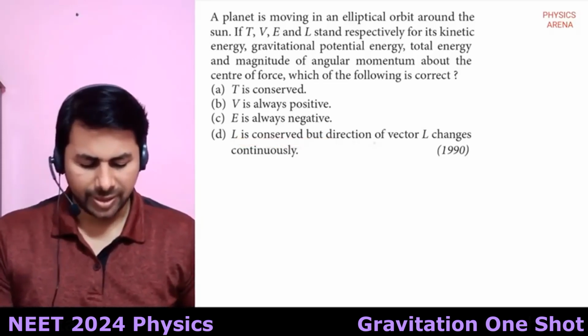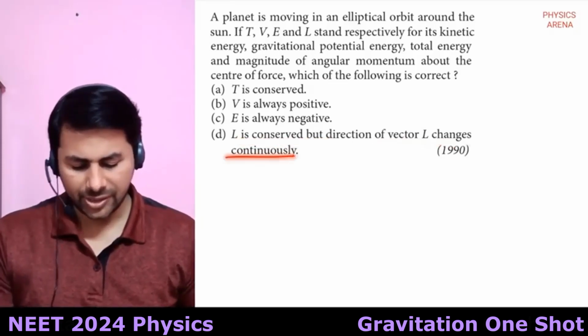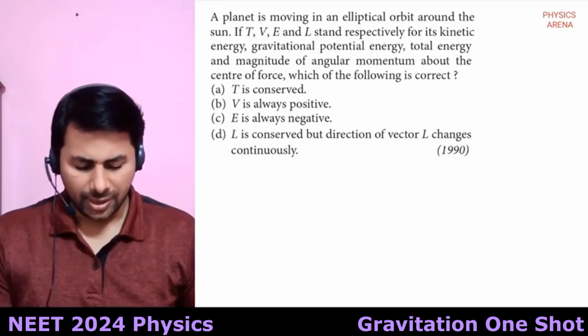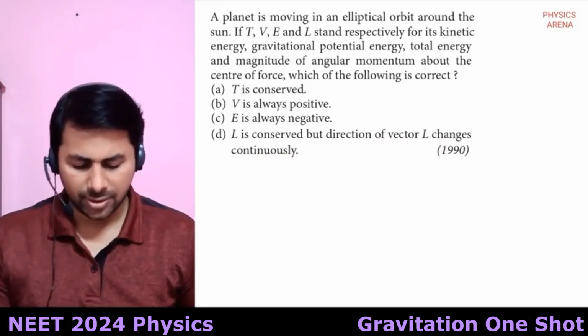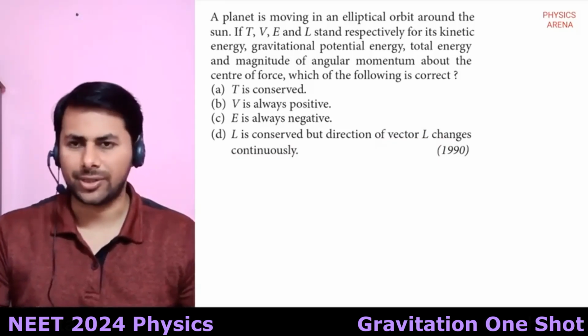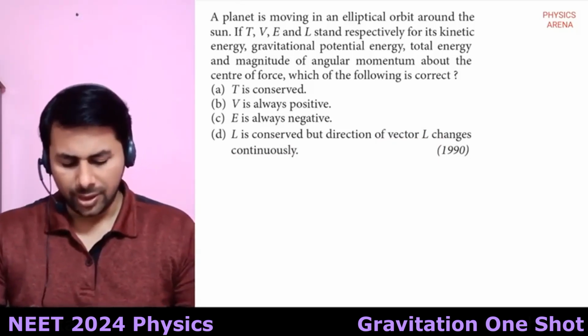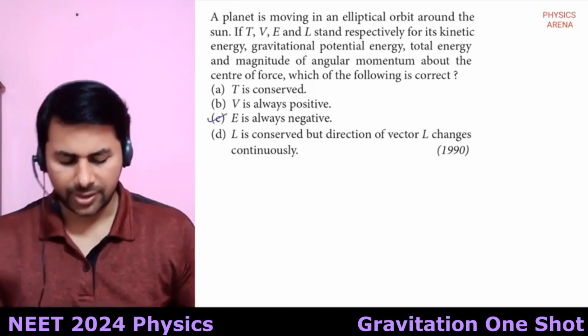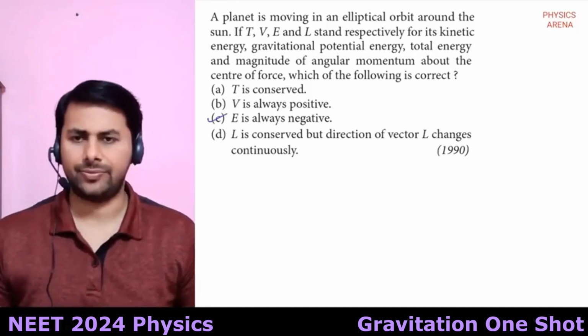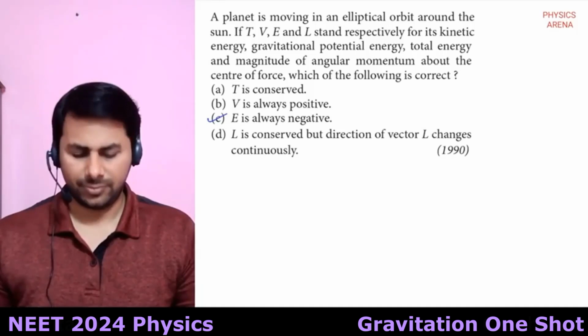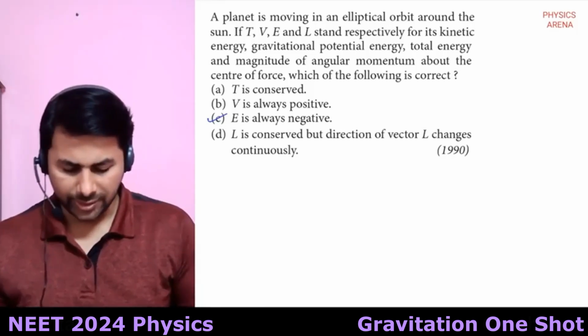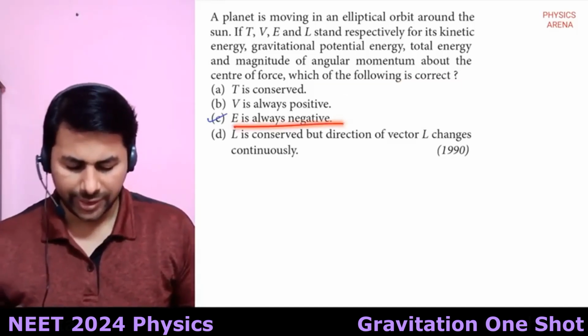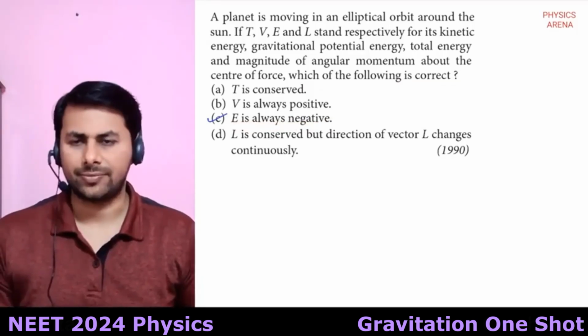Angular momentum is conserved, but direction of vector L changes continuously. Actually, direction of vector L also remains constant. Okay. Its answer is option C. E will be negative. They have asked which one is correct. So E is always negative is the answer.